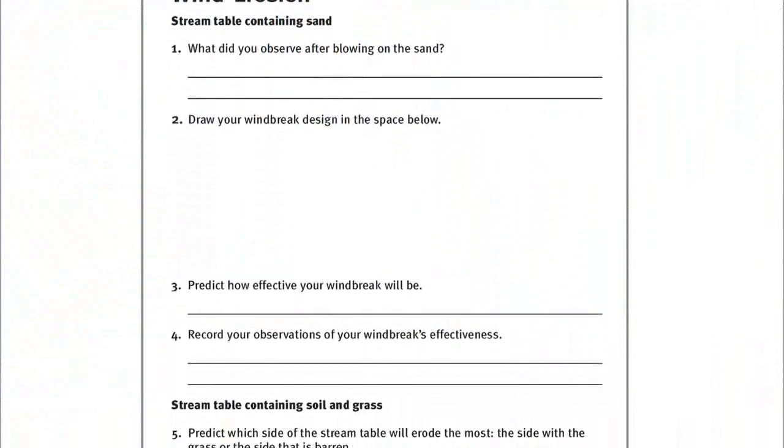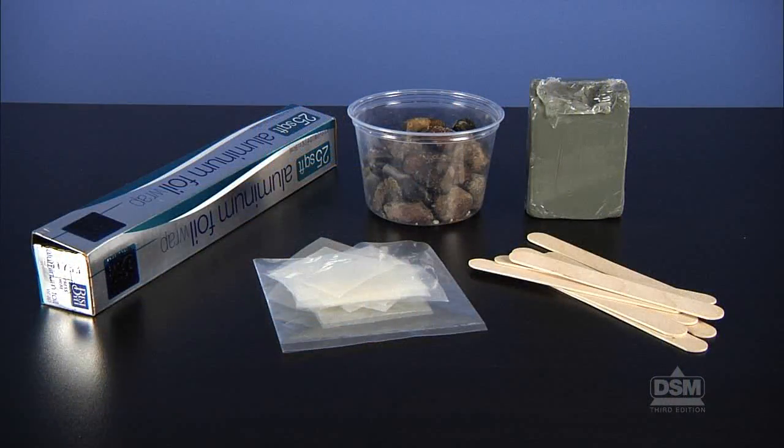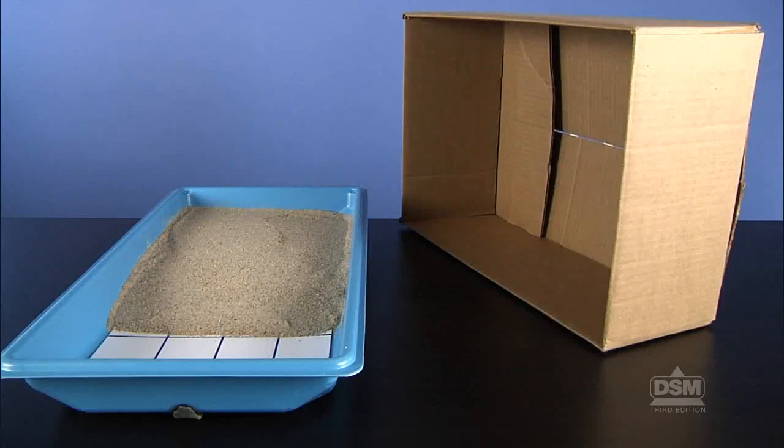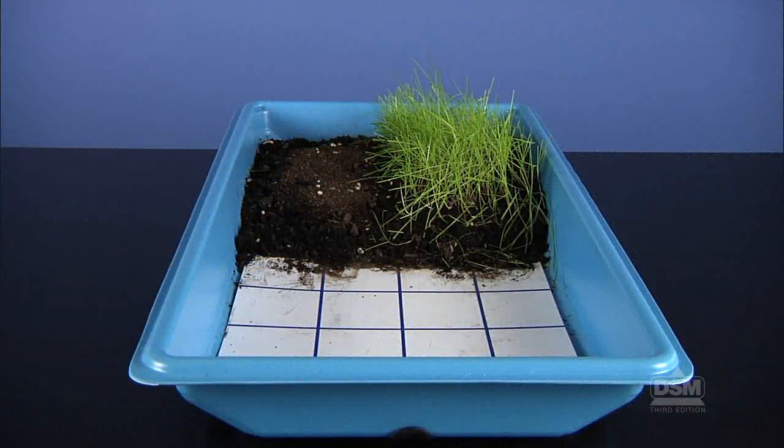To prepare for the activity, make a copy of Activity Sheet 11 for each student. Place the following materials at a distribution station: a roll of aluminum foil, the bag of modeling clay, pebbles of various sizes, a package of nylon mesh, and wooden sticks. Each team of 4 will need their stream table, a cardboard box, and a wooden block. You will also need the class stream table from Activity 3.